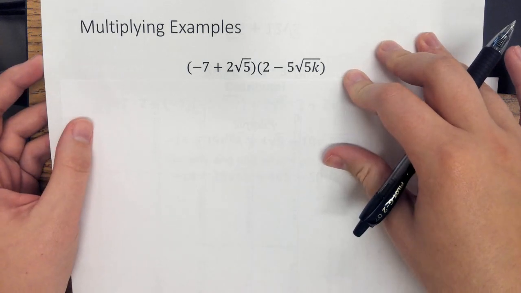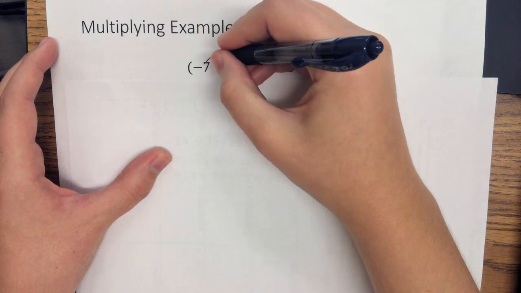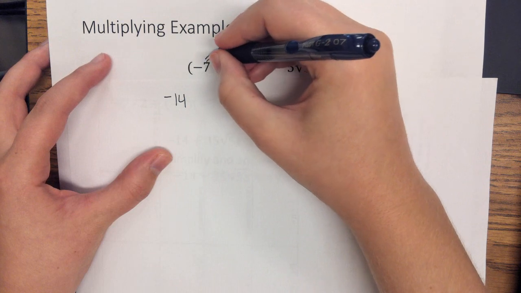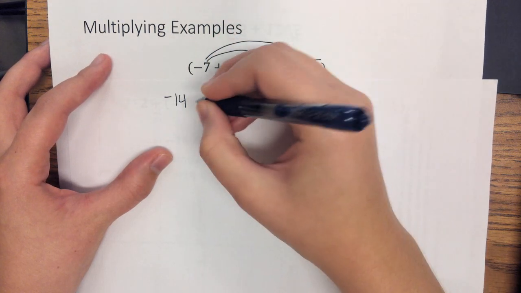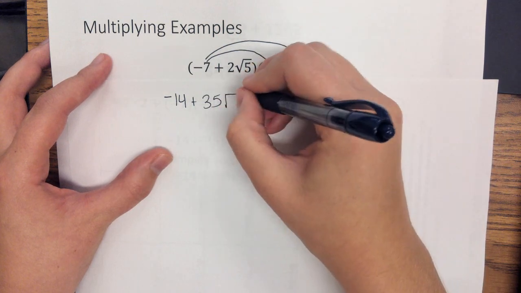We've done problems that look like this before. They just didn't have square roots in them. So we're going to distribute. Negative 7 times 2 is negative 14. Negative 7 times negative 5 is going to be a plus 35. And the square root of 5k is just going to come along.